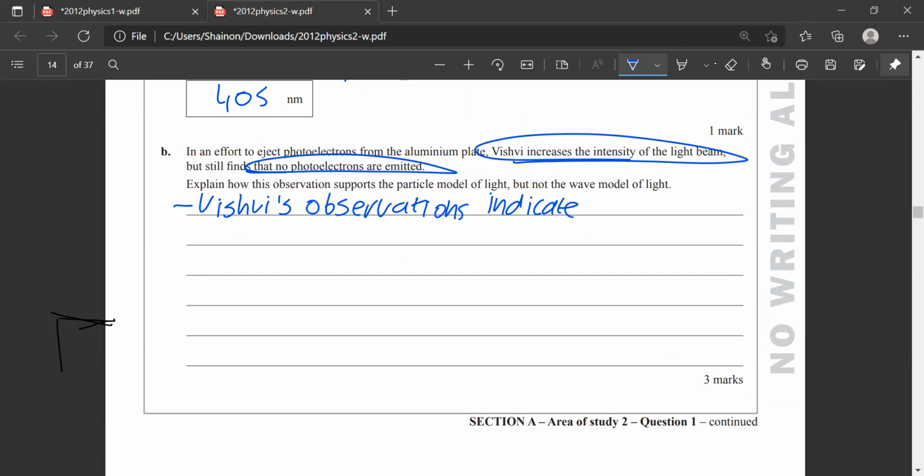Indicate that it carries energy in discrete packets.